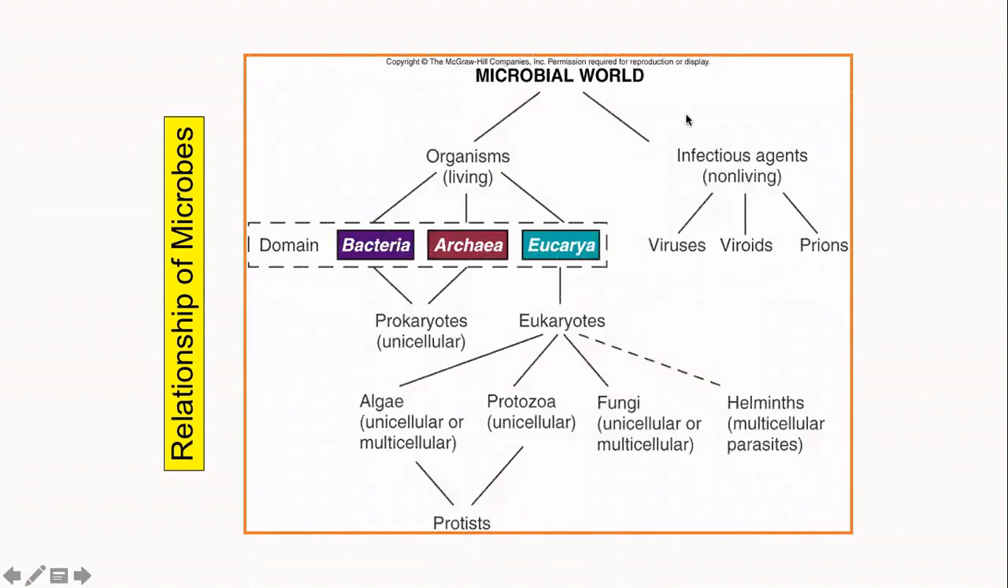So as we have already learned, the microbial world is broadly divided into organisms which are considered living, which includes bacteria, archaea, and the eukarya. And then the second one is the non-living infectious agents, under which come the viruses, viroids, and the prions. We have already finished with the bacteria and the archaea, and now we are passing on to viruses.